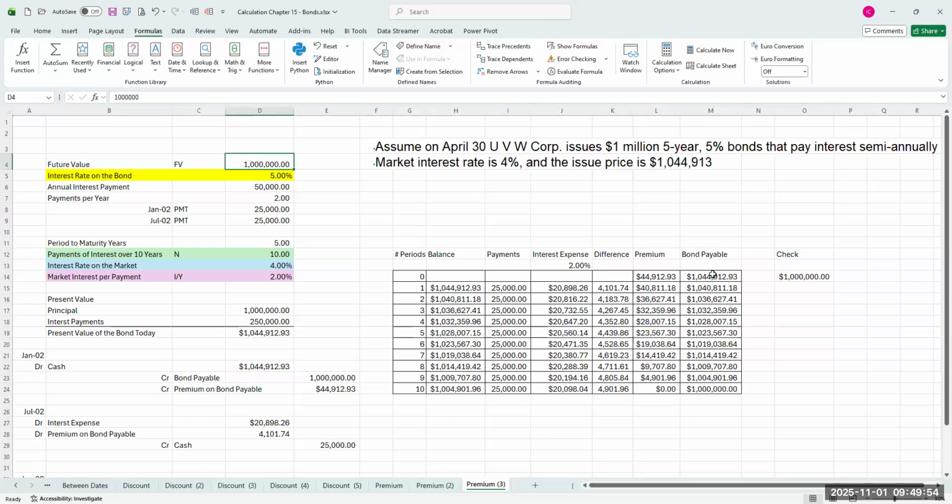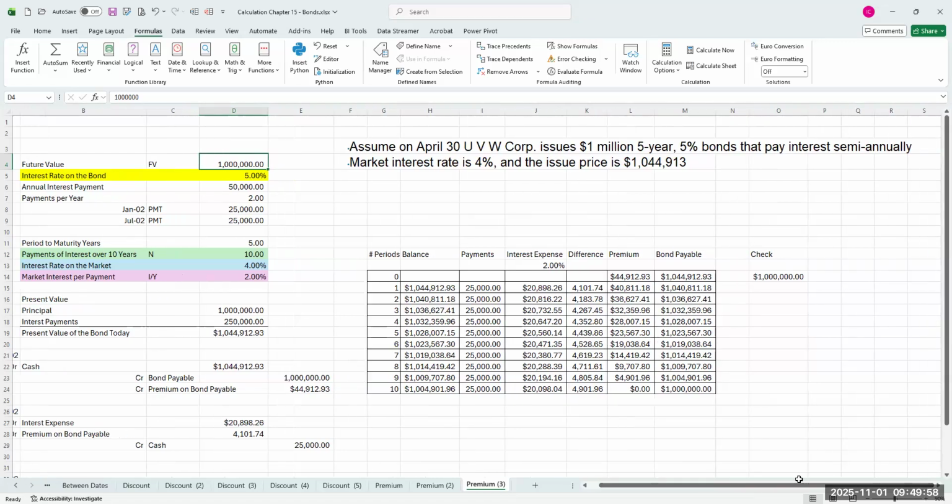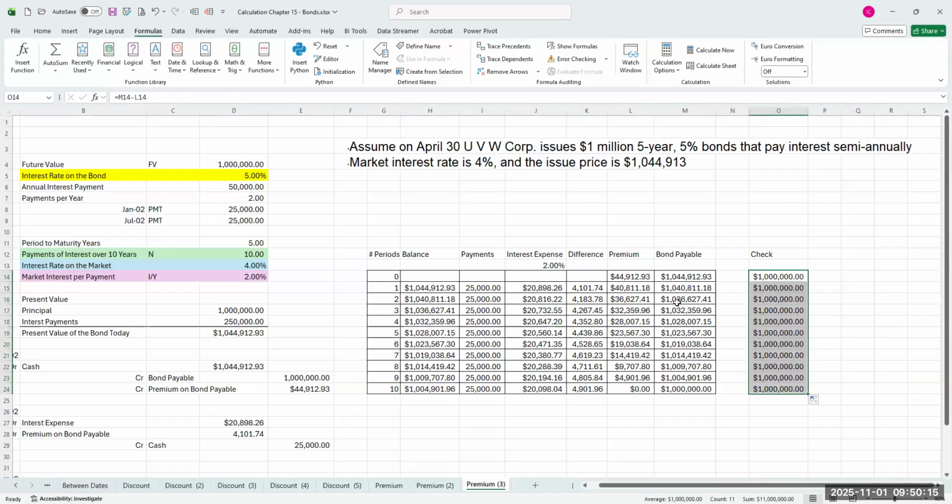So what we have to do is slowly start decreasing that amount until we bring it down to $1 million. So the check here is: the carrying amount of the bonds minus the premium has to give you the face value of the bonds. If I do this, every time I take the bonds payable balance minus the premium, it's going to give me the face value of the bond.